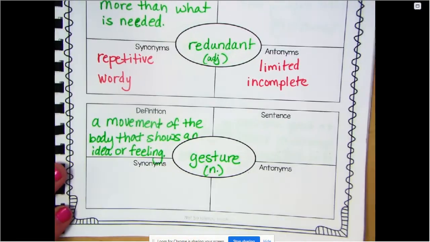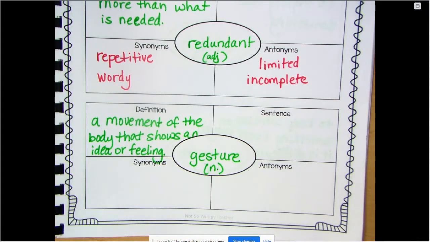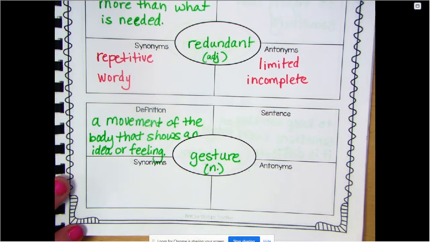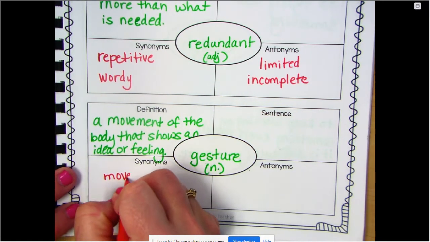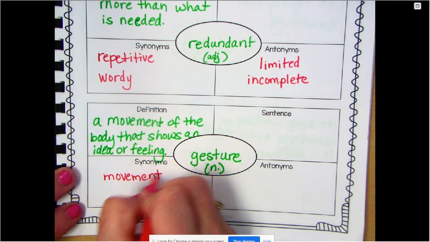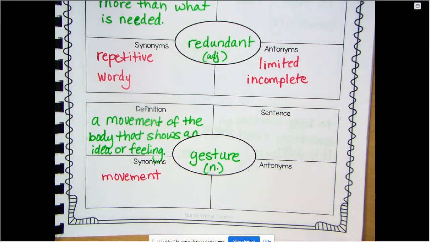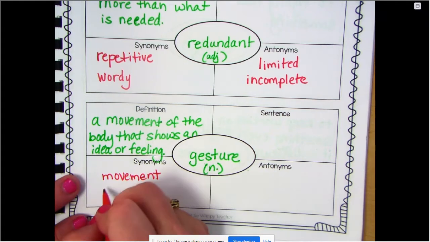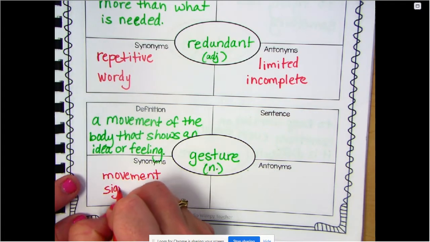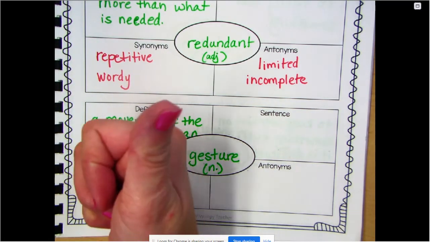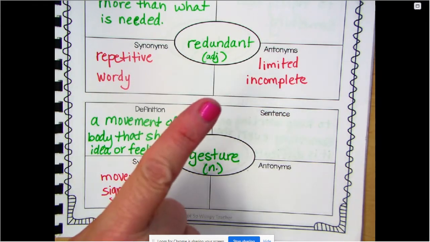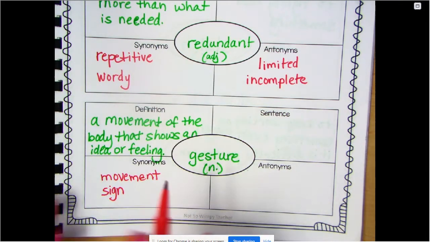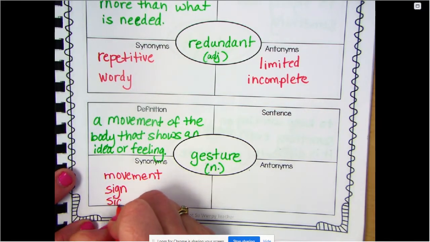And then we're going to go to gesture, a movement of the body that shows an idea or a feeling. So one thing could be a movement. It's a movement. It could also be a sign. Like we're signaling somebody, yes, I'm okay. No, I'm not okay. It's over there. It's right here. So I'm going to put down signaling.